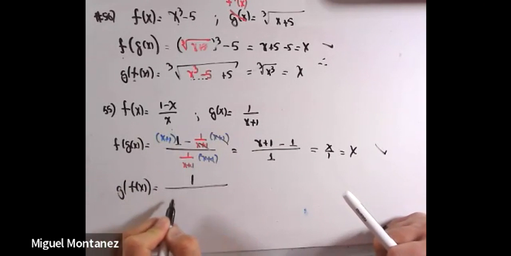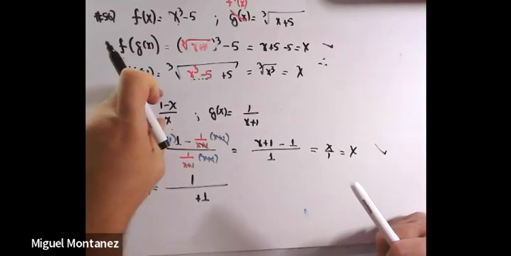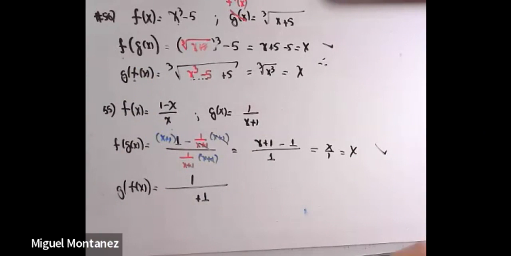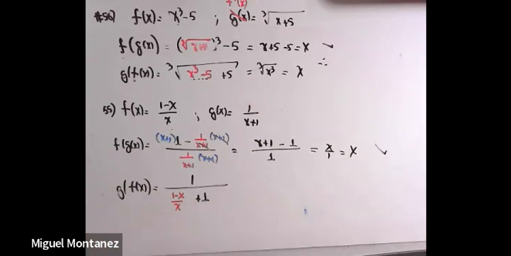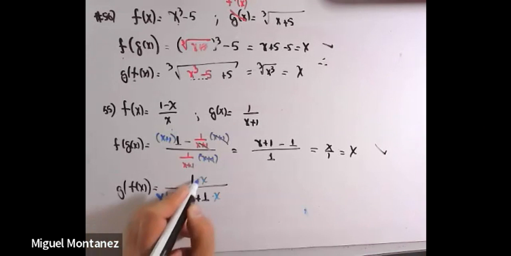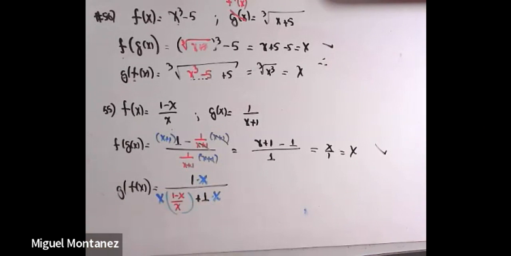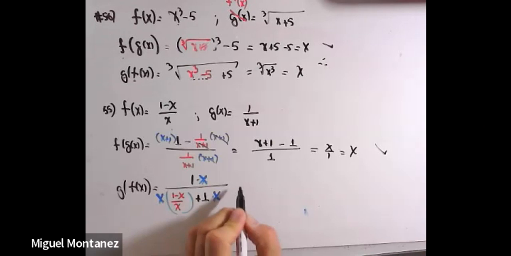My g function is 1 over x plus 1. Now instead of x, we need to plug in f of x. So in this case, f of x will be 1 minus x over x. Okay, once again, what do we have here? We have a complex fraction. So one way of attacking this problem is to multiply by x everywhere. Multiply by x here, x here, x here. Multiply by x here, and x there.